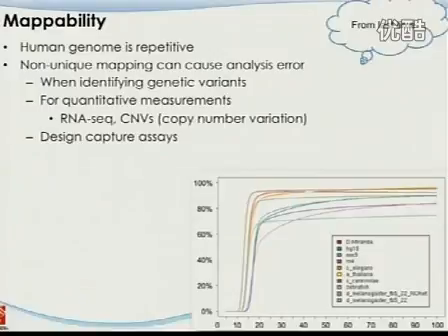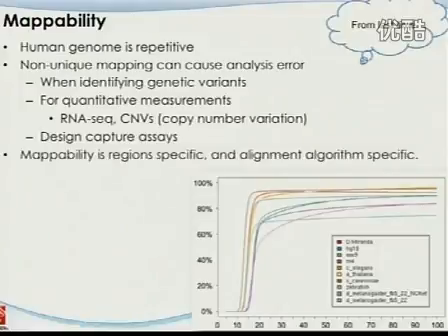The third application of mappability is when you design capture assays. You really don't want to target repetitive regions, so you want to do this type of mappability analysis before you design the capture assays. The last point is that mappability is region-specific and alignment-algorithm-specific. If you focus on exon sequencing, or on one part of the genome you prefer to work on in the future, you want to do the mappability analysis within that specific area and using the algorithm you will be using. Different algorithms have different sensitivities and specificities, and different tolerance for gaps, so mappability will be different. Any questions about this part?